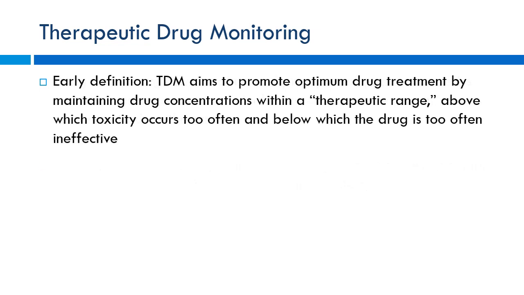Early on, we were looking at things like therapeutic ranges. Now, do we do this for every single drug out there? Typically, no. We only want to do this for things that have a narrow therapeutic index. When I say narrow therapeutic index, what does that mean?